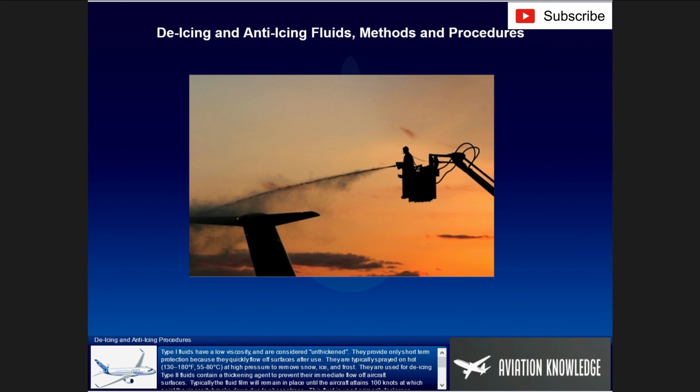Type 2 fluids contain a thickening agent to prevent their immediate flow off aircraft surfaces. Typically, the fluid film will remain in place until the aircraft attains 100 knots, at which point the viscosity breaks down due to shear stress. This fluid is used primarily for larger aircraft. It can be used to both de-ice and anti-ice the aircraft.